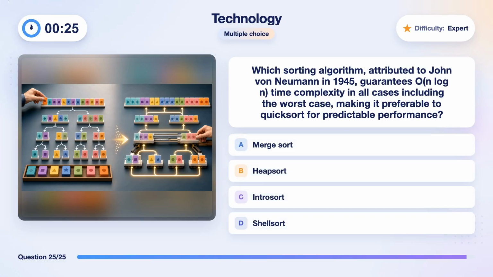Which sorting algorithm, attributed to John von Neumann in 1945, guarantees O(n log n) time complexity in all cases, including the worst case, making it preferable to quicksort for predictable performance? Take a look. A. Merge sort. B. Heap sort. C. Intro sort. D. Shell sort. Stay calm, no panic. I'm counting 25 seconds.